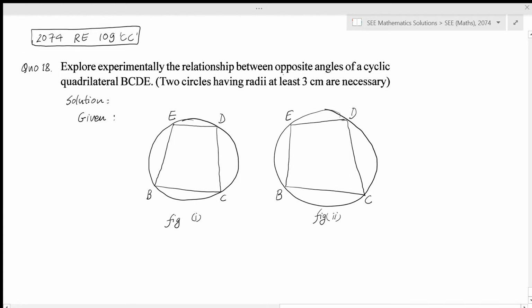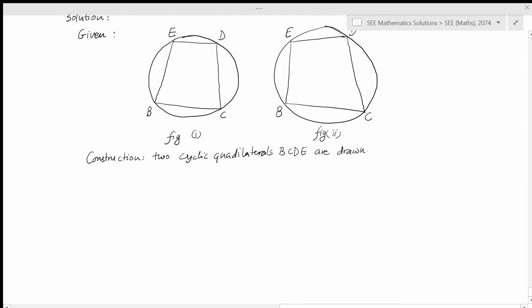So you write here construction of two figures, or two quadrilaterals. Let's write it like that: two cyclic quadrilaterals BCDE are drawn. Now for this you will get 1 mark, and you will get the other 2 marks for the table, the verification table. So let's construct the table, right?